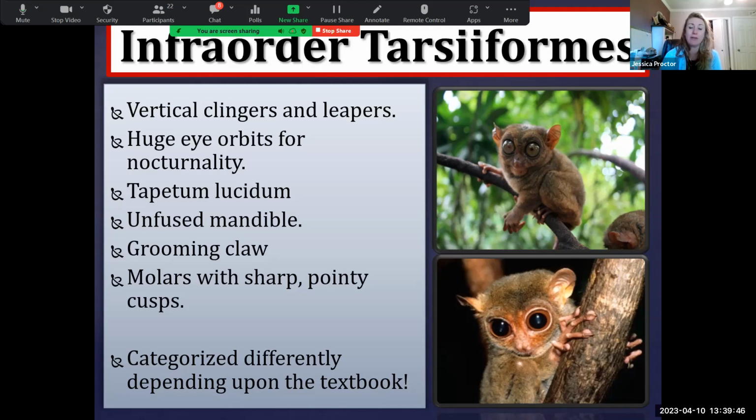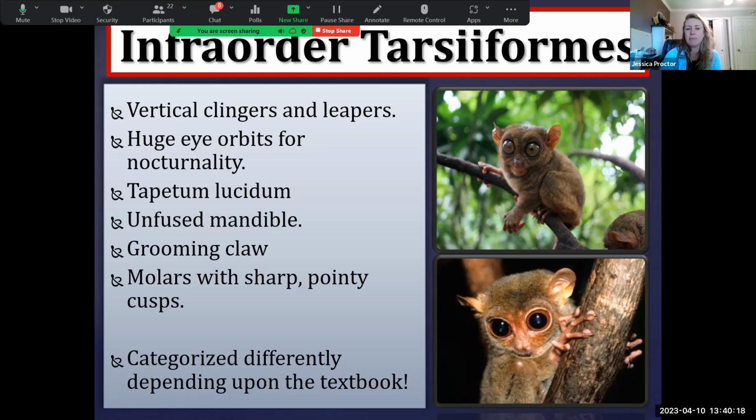They are vertical clingers and leapers, so they use the same form of locomotion that we just saw with the Shifakas. They have really large eyes, so orbits are eyes. They have really huge eyes that are adapted for being nocturnal. So they are one of those exceptions we talked about earlier, that most primates are diurnal, but these are one of those exceptions. They also have a trait in the eyes and the orbits called the tapetum lucidum that allows for increased night vision, or exceptional night vision, I should say.